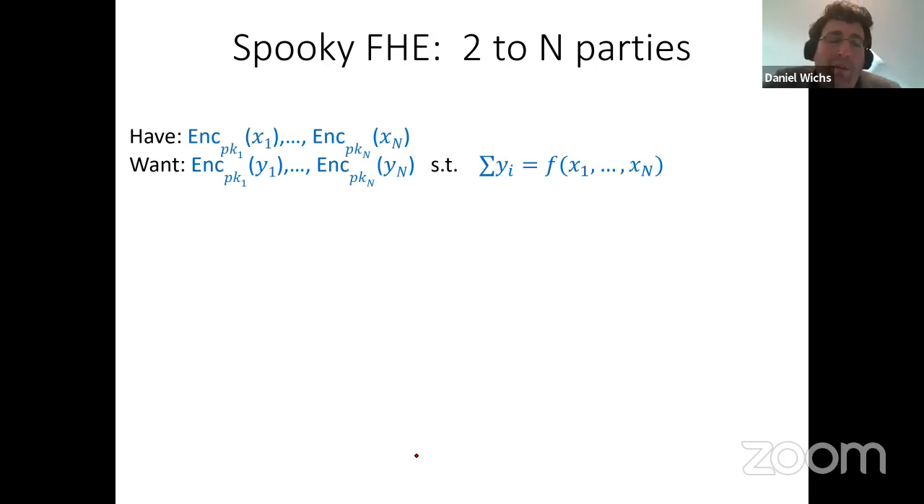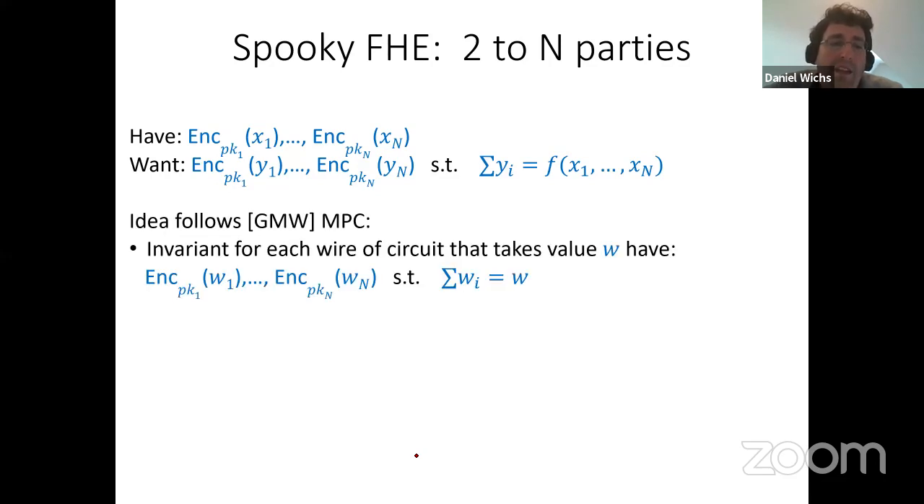Assume I'm starting with encryptions of some inputs, x1 up to xn, and my goal is to come up with encryptions of outputs, y1 to yn, such that the sum of the yi is an arbitrary function evaluated on x1 up to xn. So this is my goal: to create a spooky FHE for n parties. And the idea is to follow the GMW MPC approach.